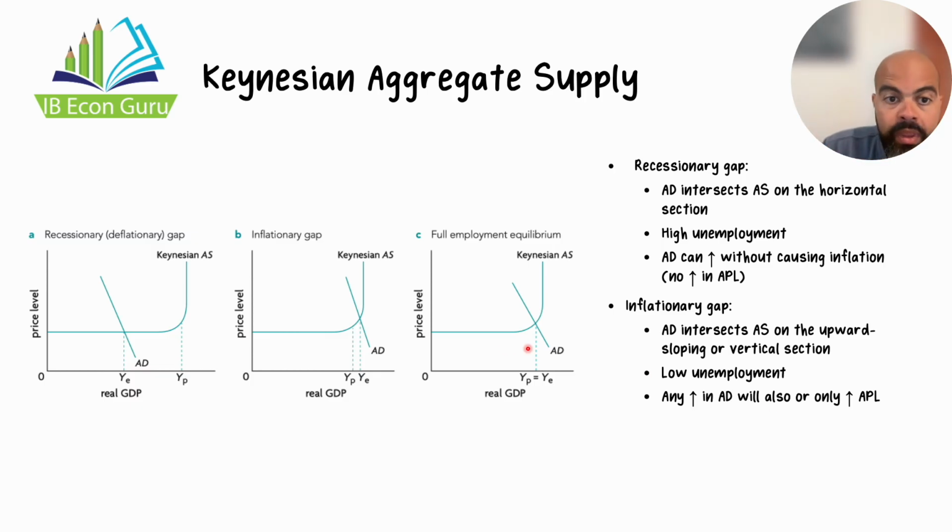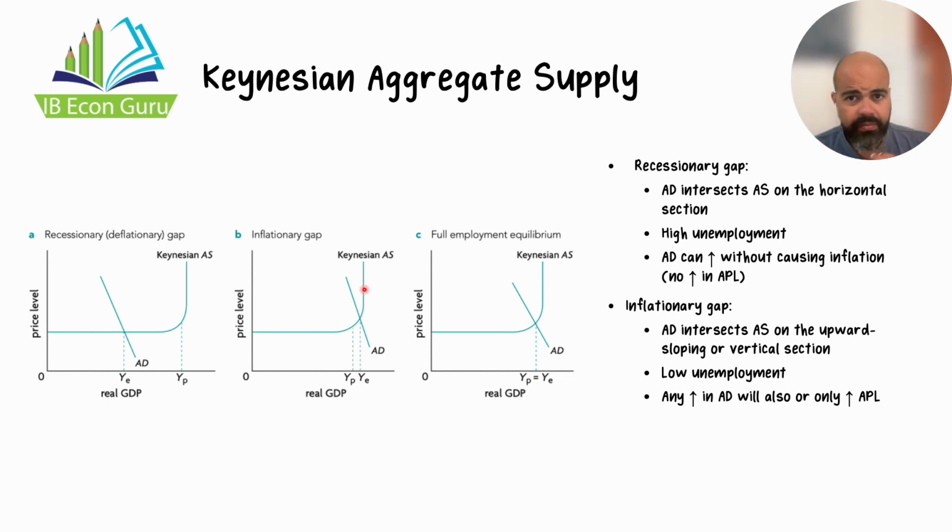So for example, if AD increases along the upward sloping section, there will be some increase in real GDP, some increase in output, but also there will be an increase in the average price level. But if it increases along the vertical section, there will be no increase in output because the economy has reached its maximum output. There will only be an increase in average price level. There will only be inflation.